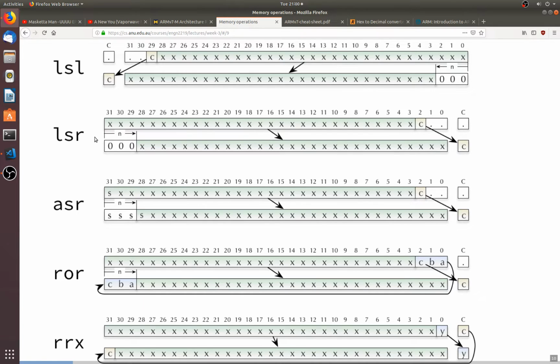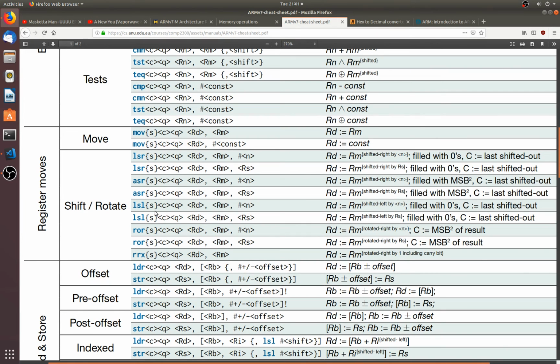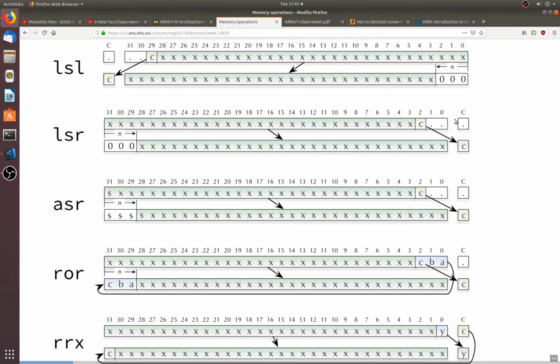Logical shift right does the same thing, but the other way. So we take our bits and move them to the right. The first one over here gets shoved into the carry flag if we're doing LSRS. So if we do LSRS, that will get shoved into carry and we'll fill with zeros.